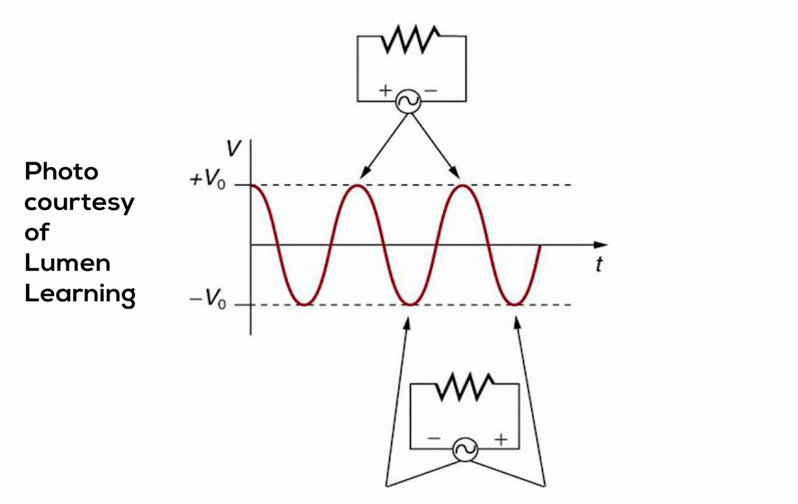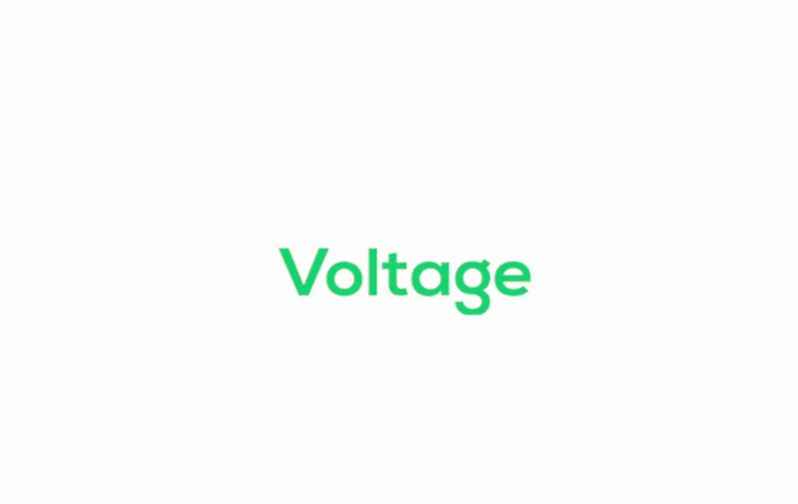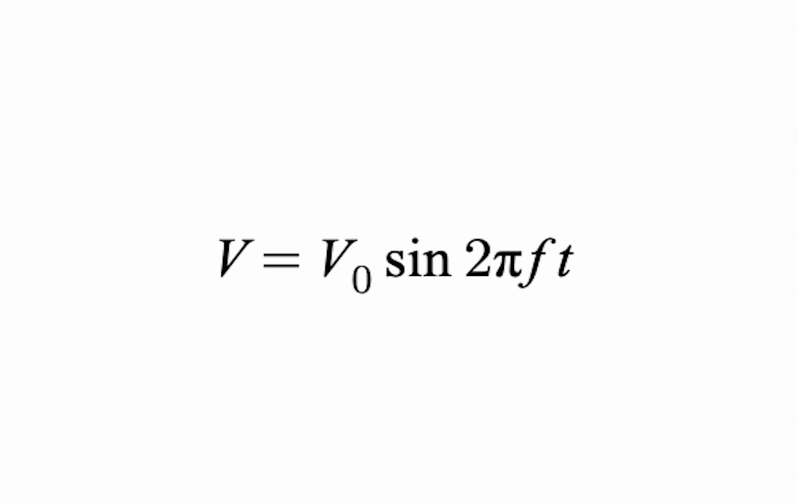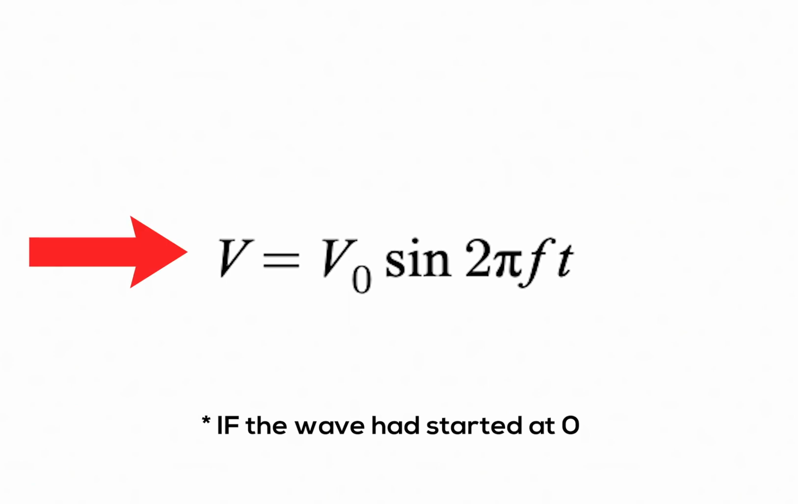Now let's take a look at the following example of a simple circuit with an alternating current as its source of voltage to explain some concepts. As you can see in the sinusoid, the potential difference is changing periodically. Now let's take a look at the voltage. The equation to represent the voltage in this example, if the wave had started at 0, is this.